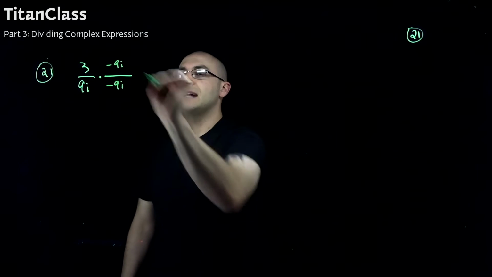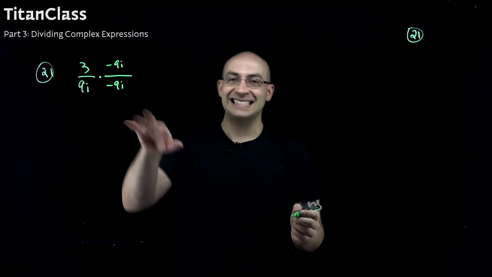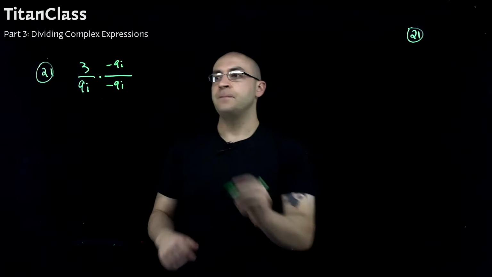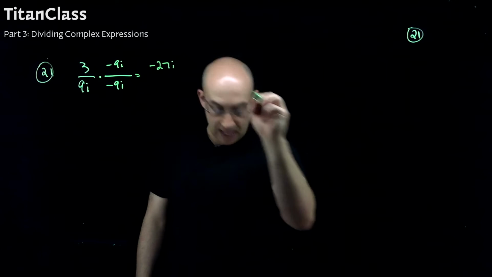Now I have to do that to top and bottom. That's the purpose of this procedure. It has to be the exact same fraction on numerator and denominator. So when I do that and I multiply across, I get negative 27i.